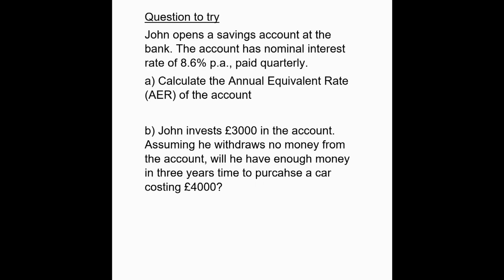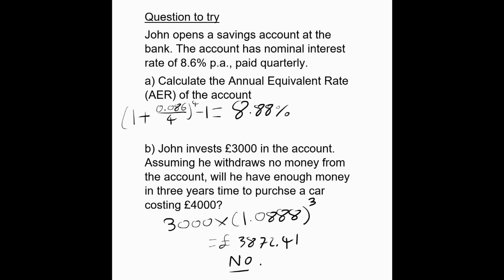Here are the answers. For the first part of the question, we should end up with 8.88% as our annual equivalent rate. And for B, using this as our regular interest rate, after 3 years, we end up having £3,872.41 in the account, which isn't quite enough for the car.